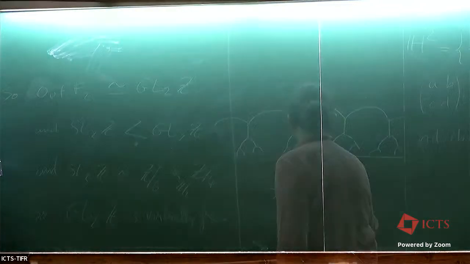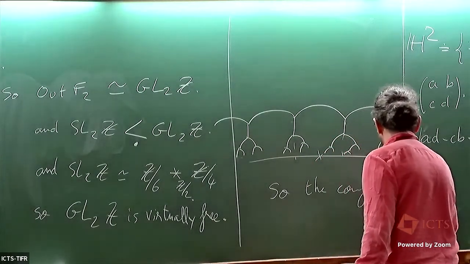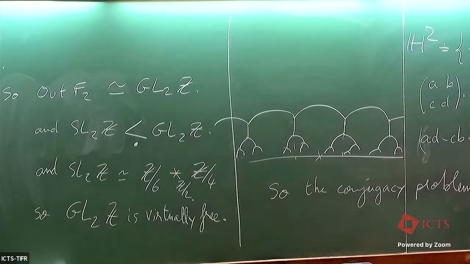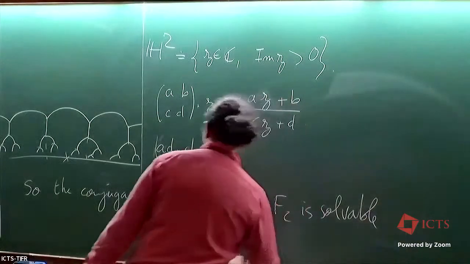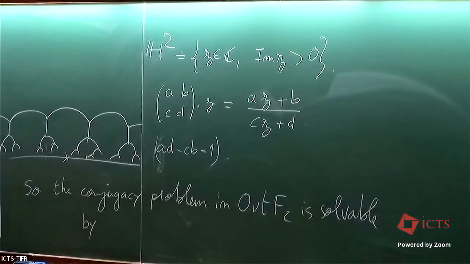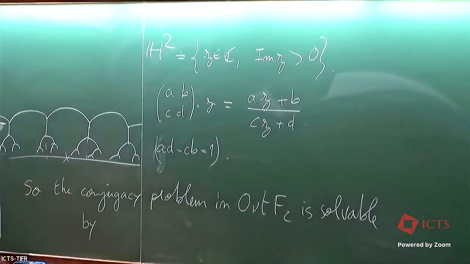So the conjugacy problem in Out(F2) is solvable by easy geometry on Out(F2).